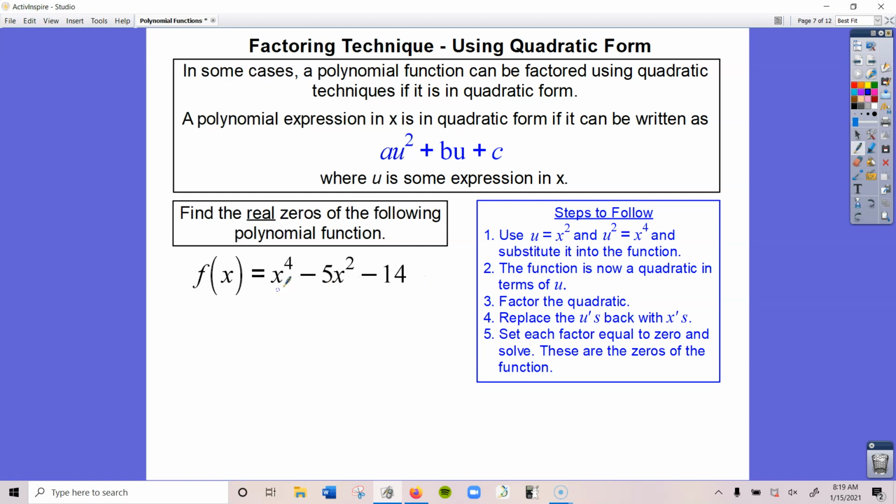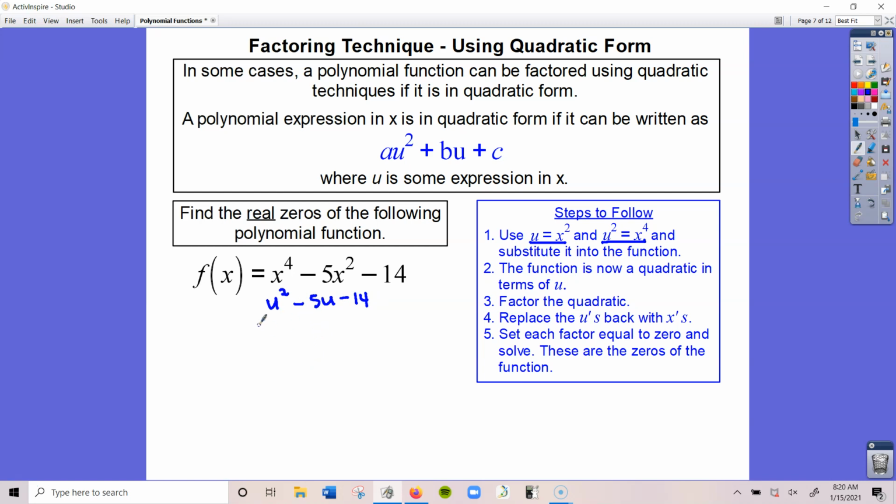So what we do here is that this actually is very similar to a quadratic equation, and you're going to see that now. What we're going to do is we're going to assign u equal to x squared. That means that if you were to square u, it would equal x to the 4th. So I would replace x to the 4th with u squared, and I would replace x squared with u. So that would give me u squared minus 5u minus 14. Once I write it like this, you can see that this is a quadratic equation.